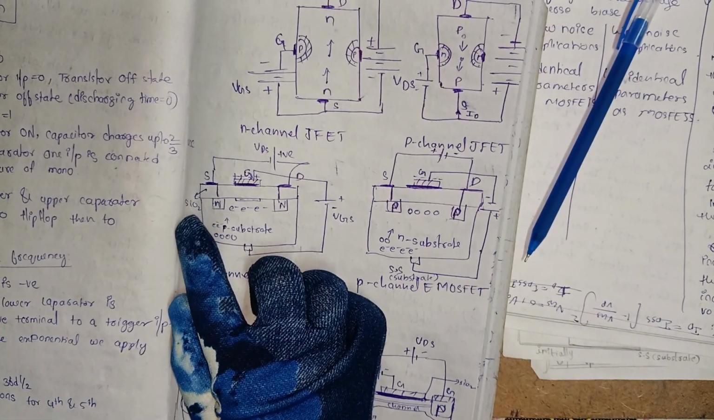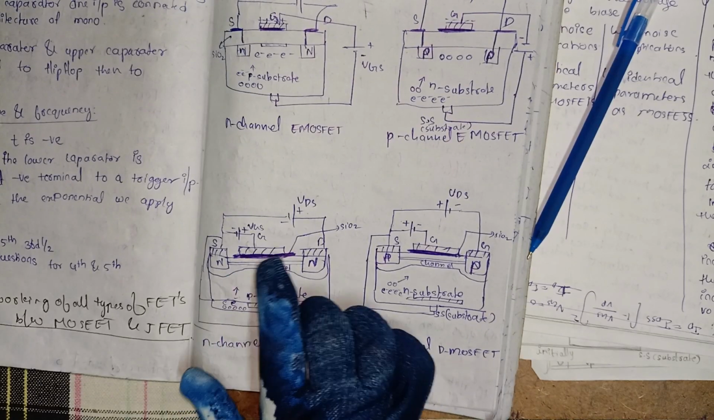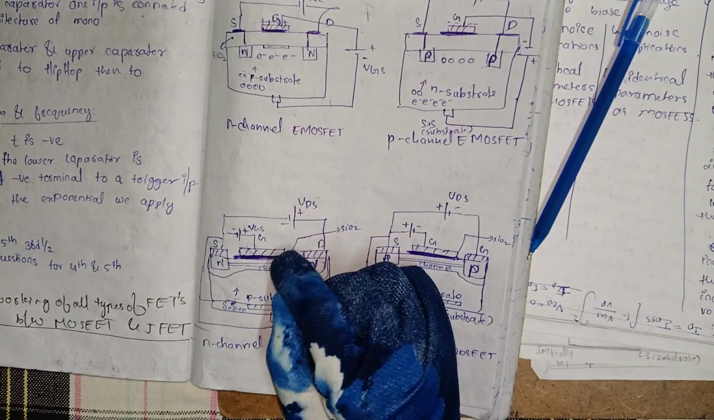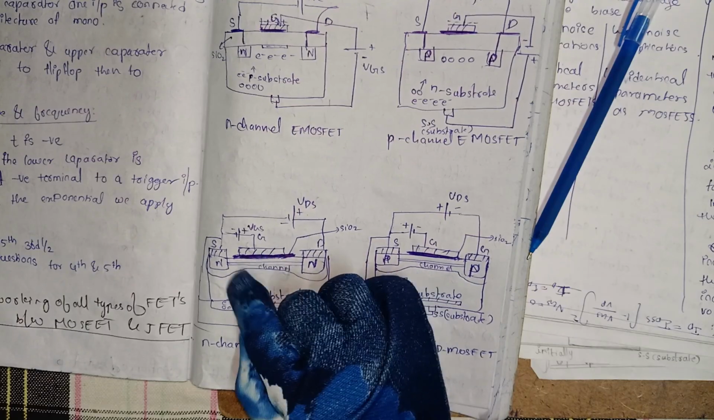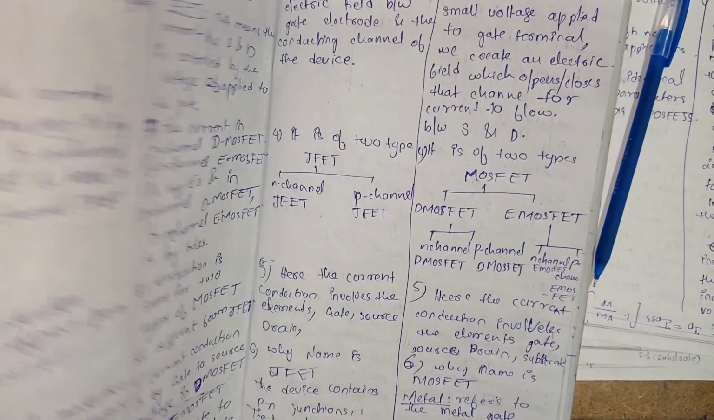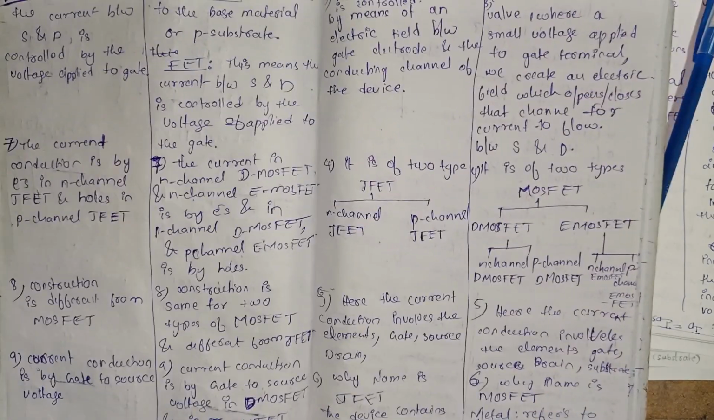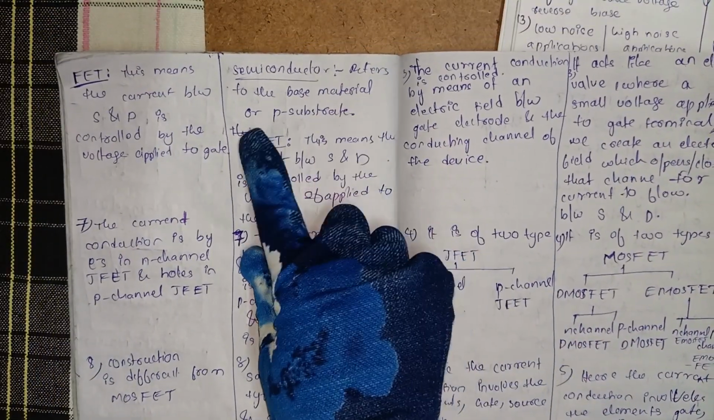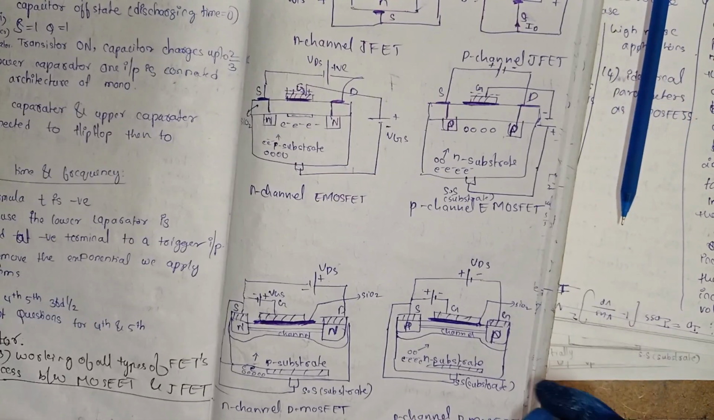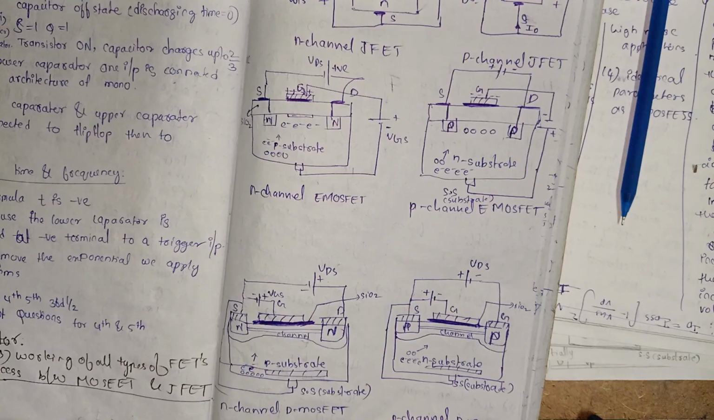Here is the silicon dioxide, which separates the gate and the P substrate. The semiconductor refers to the base material, or P substrate. Here is the P substrate. In P channels, it is an N substrate.